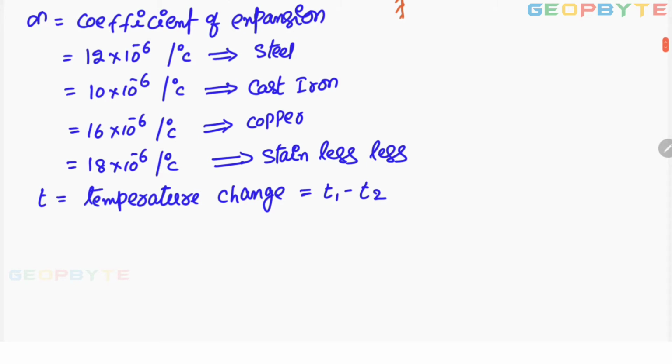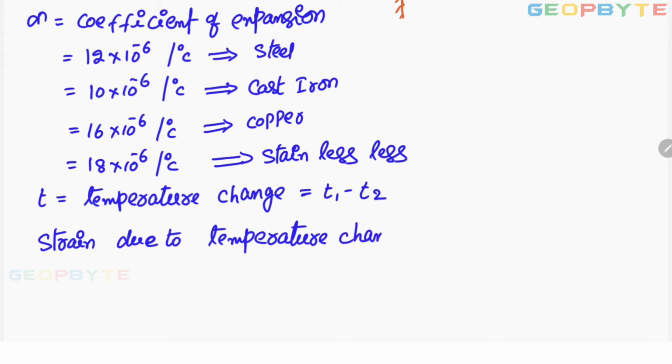Then the strain due to temperature change, small epsilon equal to change in length by original length. Change in length is L alpha T, original length is L, so it is equal to alpha into T. That is the strain due to temperature change.